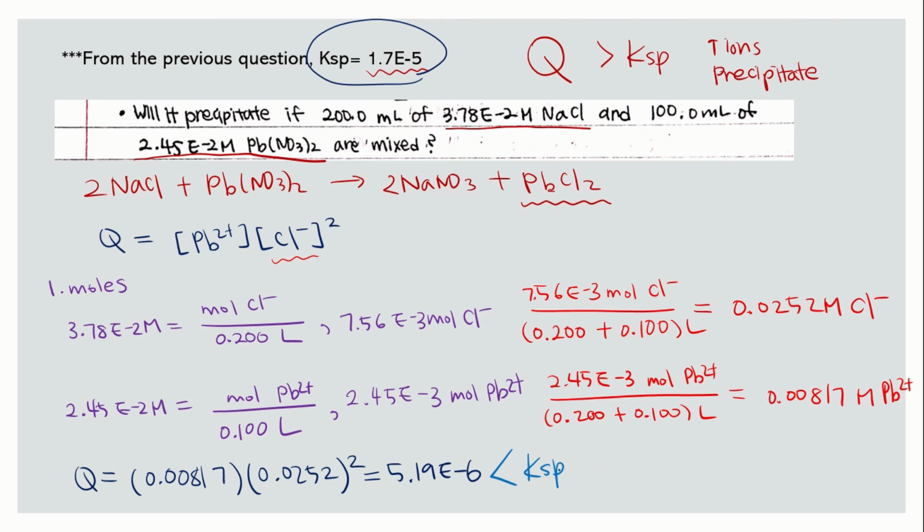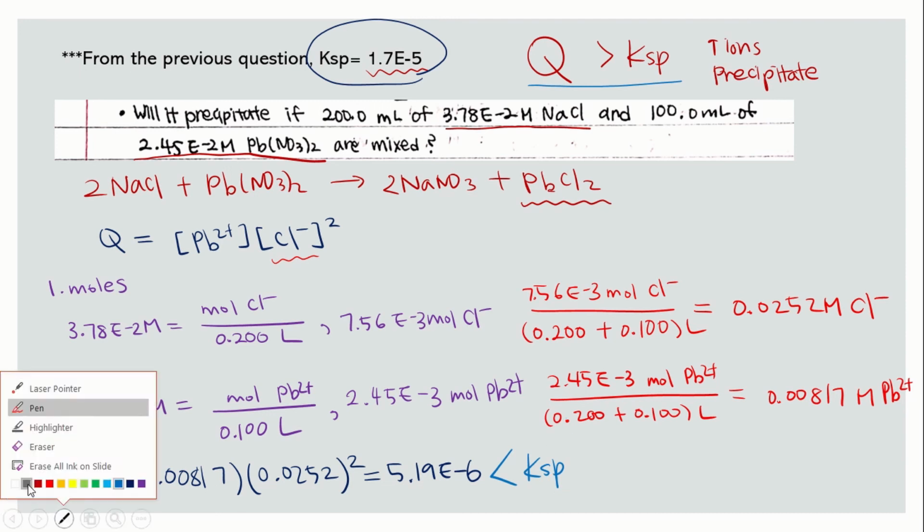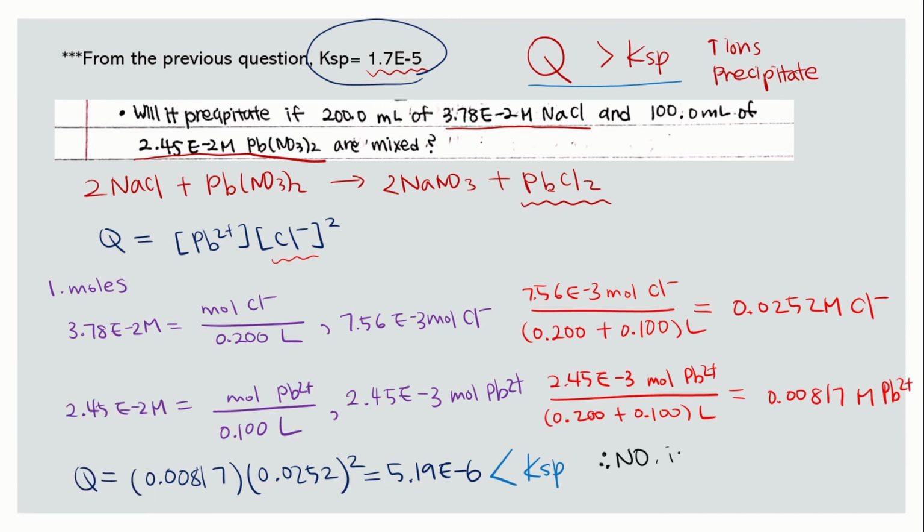Because Q is less than Ksp, we know that it will not precipitate, because in order for it to precipitate, the Q value has to be greater than Ksp. But Q is less than Ksp, which means the solution is unsaturated and it will not precipitate. No, it will not precipitate because Q is less than Ksp. This is the answer with the justification.